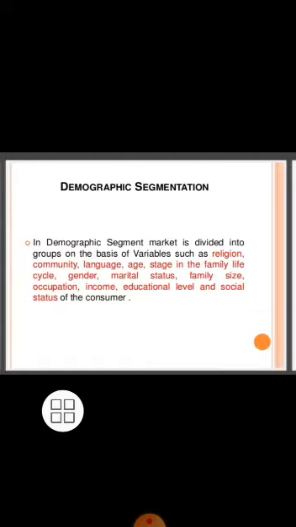So, first of all, the first basis is demographic segmentation. In demographic segmentation, the market is divided into groups on the basis of variables such as religion, community, language, age, stage in the family life cycle, gender, marital status, family size, occupation, income, educational level, and social status of the consumer.